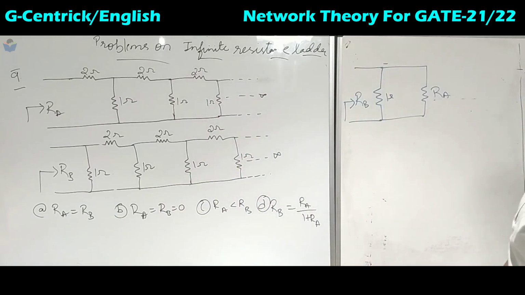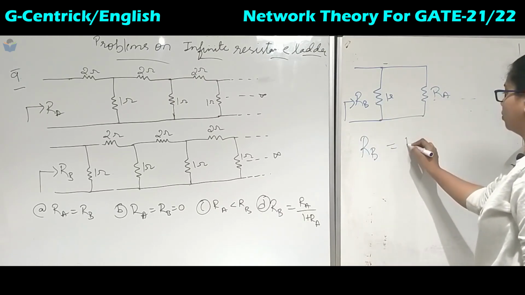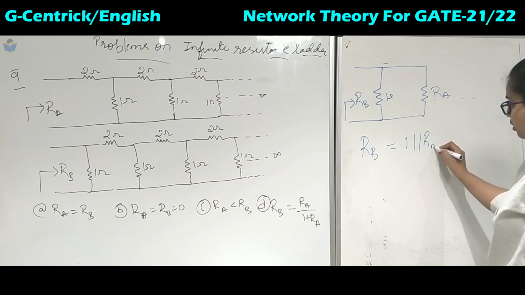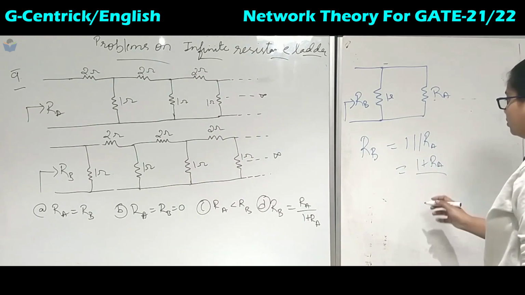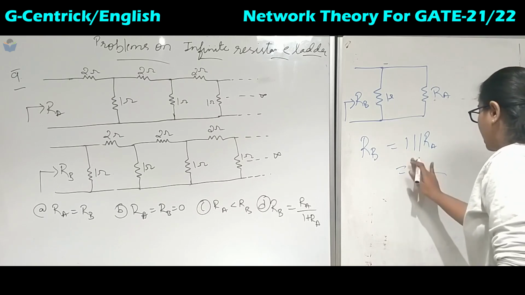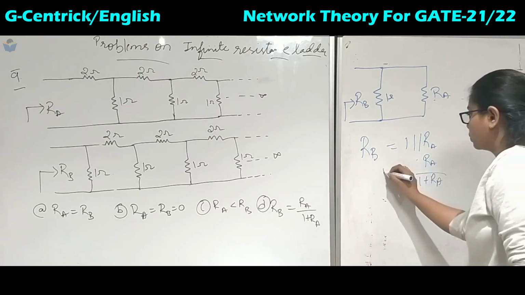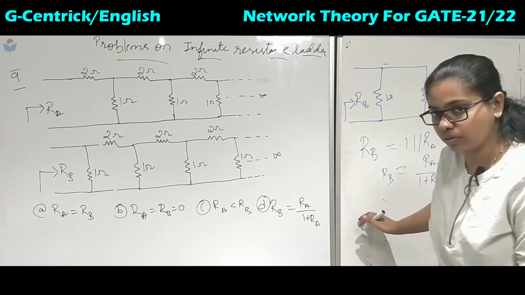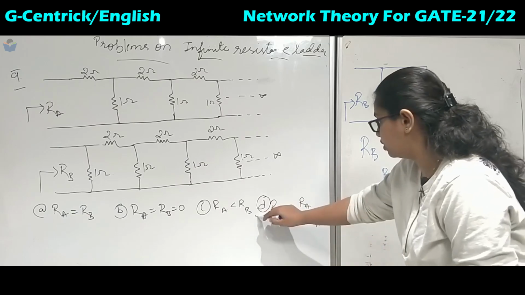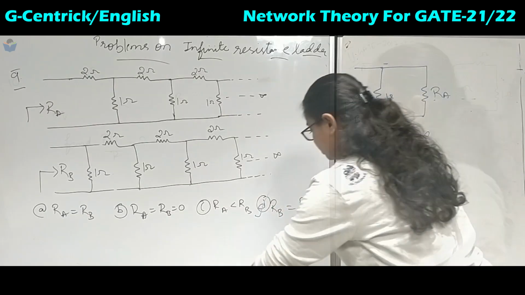So this is RA, then again what is this? This is in parallel. So RB is nothing but 1 ohm parallel with RA. So when 1 ohm is parallel with RA, you will get RA by 1 plus RA. So this is the equivalent resistance and the relation of RB and RA, and the option is D. Okay, we'll move to the next question.